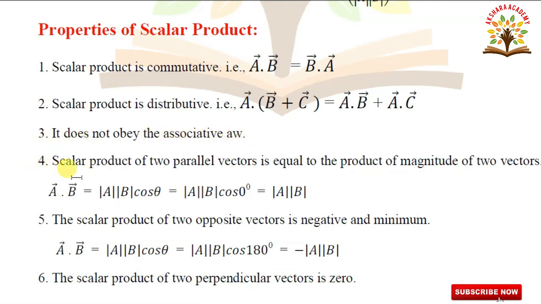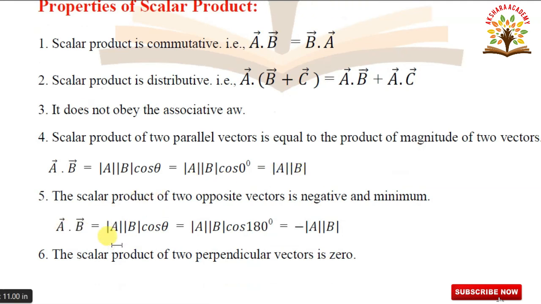Next, the fourth one is the scalar product of two parallel vectors is equal to the product of magnitudes of the two vectors, that is a bar dot b bar is equal to modulus of a bar modulus of b bar into cos theta. If they are parallel the angle is 0, so that is modulus of a bar modulus of b bar into cos 0. Cos 0 value is 1. So, a bar dot b bar is equal to modulus of a bar into modulus of b bar.